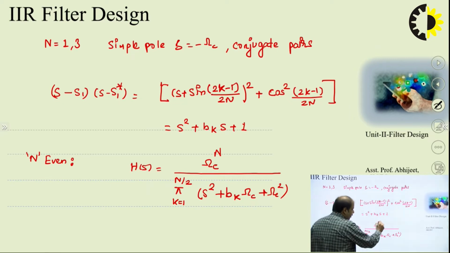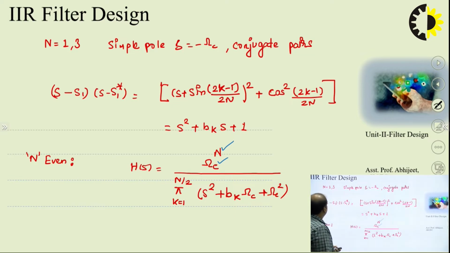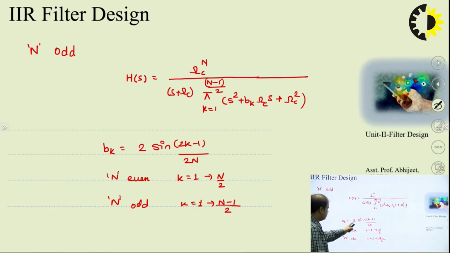So once we have evaluated the order of the system and the cutoff frequency of the system, we just need to define something which is called bk. bk is defined, from this derivation, as 2 sine of (2k minus 1) pi by 2n. So we just have to evaluate bk where k is from 1 to n by 2, and we can write the transfer function for even n.